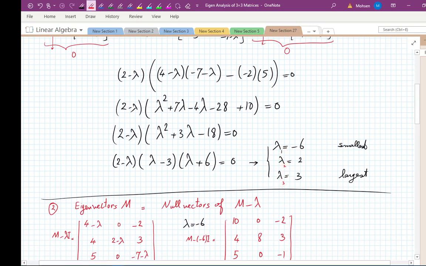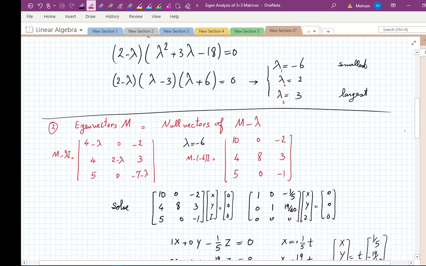Step 2, how about the eigenvectors? Find the null vector of M minus lambda. So we subtract one of these lambdas from the diagonal entries. We have a new matrix. Find a vector that when you multiply by this, you get 0. Of course, 0 will do it, but we are looking for a non-trivial answer, so x, y, z cannot all be 0.